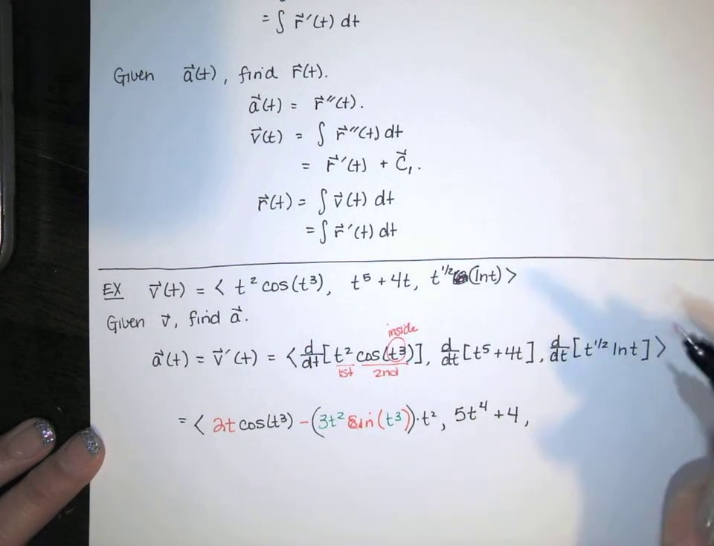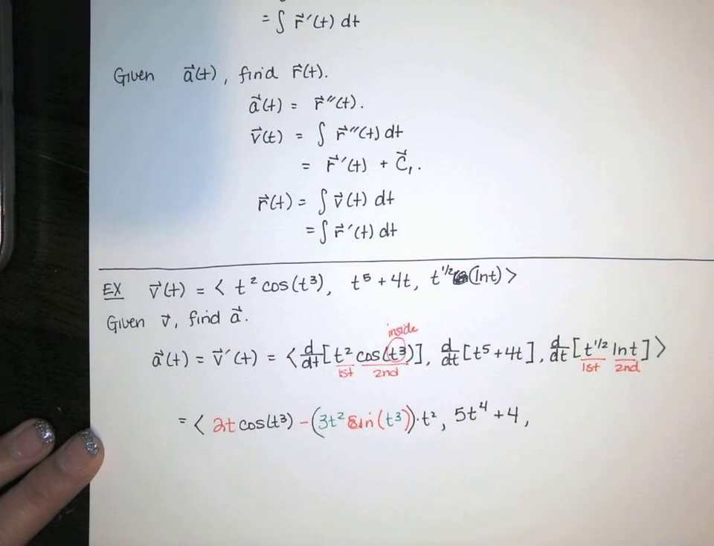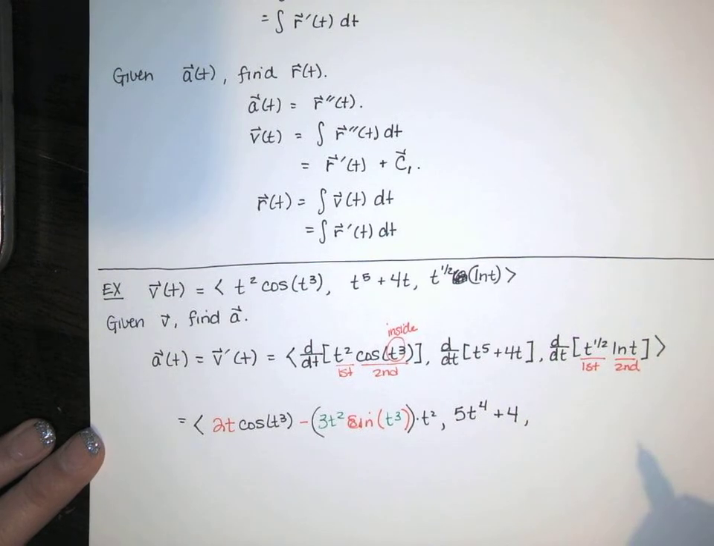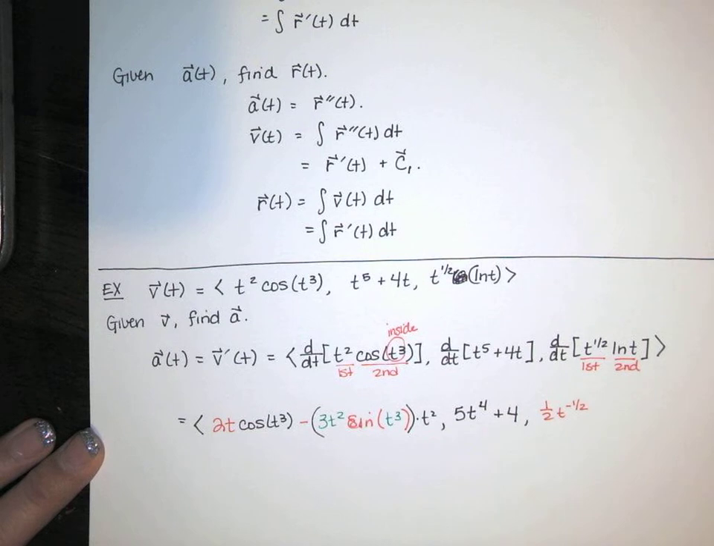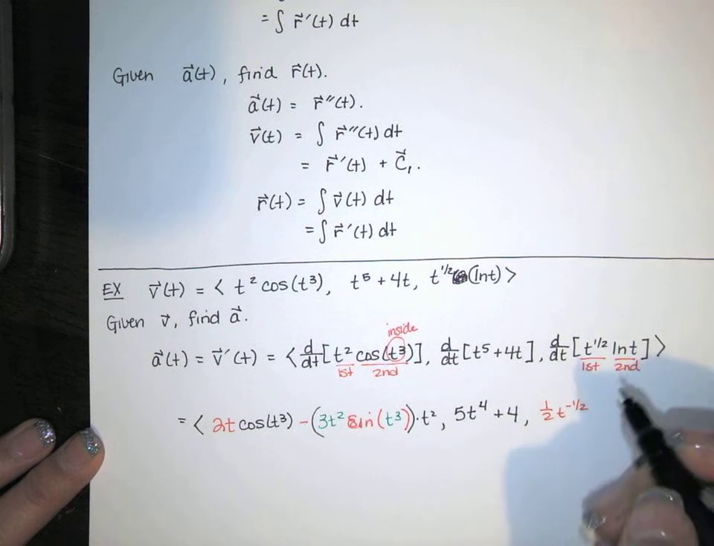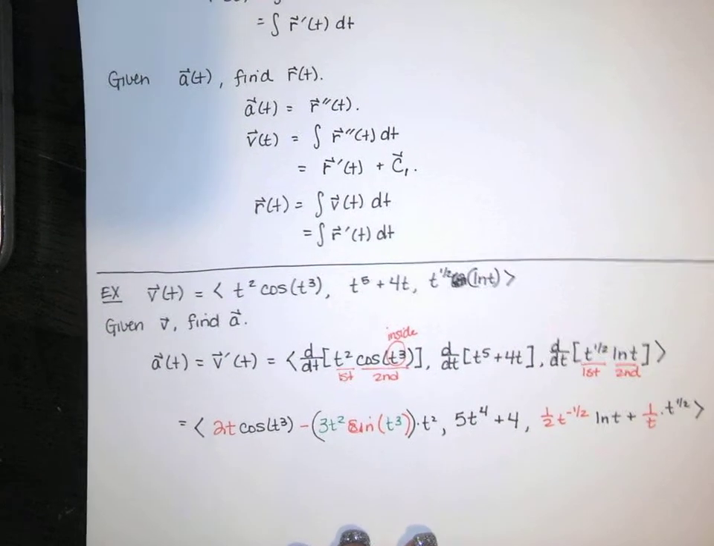Over here, we're going to use the product rule again. We've got a first function and a second function. So according to the product rule, this is derivative of the first times the second plus derivative of the second. Derivative of natural log of t is 1 over t times the first. And we're done. It's just not simplified.